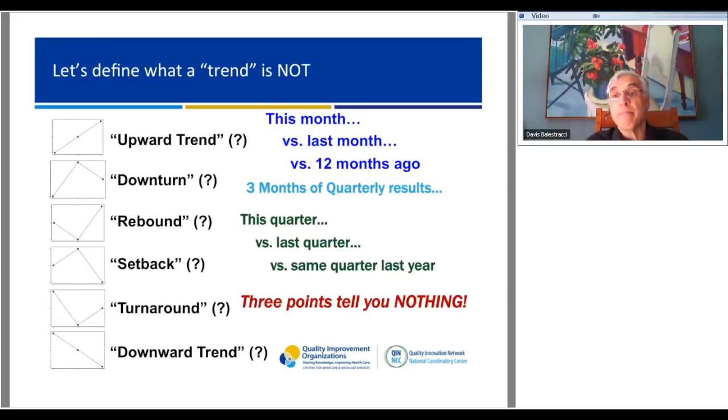I could be wrong. And we see this every month. We go to meetings and we get this month, last month, 12 months ago. What about the 10 months in between? Or you have quarterly review meetings where you get the 3 months of the quarter, and you get this quarter, last quarter, same quarter last year, with this month, last month, 12 months ago, and who knows what else, and bar graphs and trend lines. Here's my point. 3 points tell you nothing. And I'm also going to redefine for you what a trend is, mainly to show you what a trend is not.